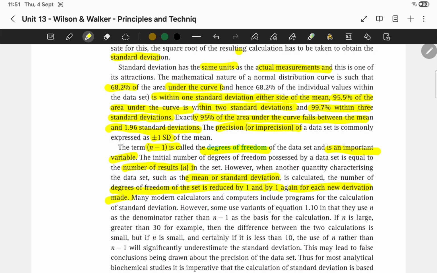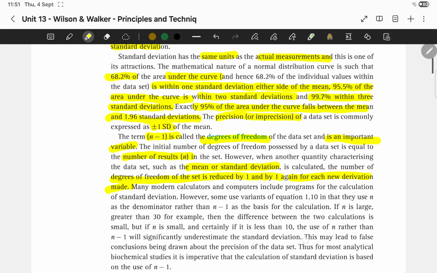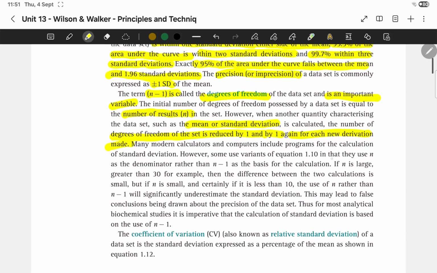Many modern calculators or computers include programs for the calculation of standard deviation. However, some use variants of equation 1.10 in that they use n as a denominator rather than n minus 1 as the basis of calculation. If n is larger than 30, for example, then the difference between the two calculations is small.